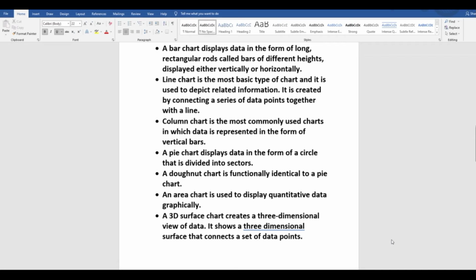Now, what is a pie chart? A pie chart displays data in the form of a circle that is divided into sectors. Each sector represents a data value and the size of each sector is proportional to the value it represents.